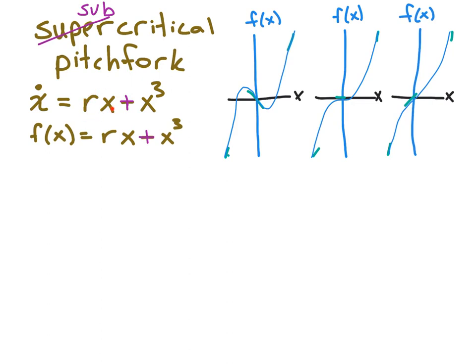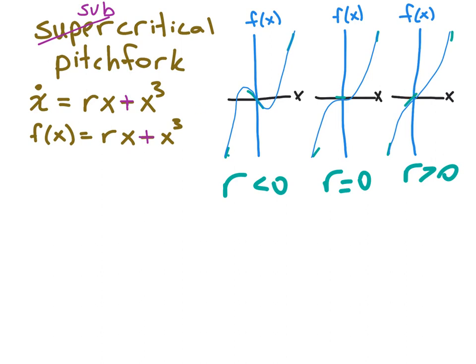Near the origin, x cubed is quite small, and so the behavior of f is really being determined by rx. So near the origin, for r less than 0, we'll have a negative slope right at the origin. And near the origin, for r equal to 0, we'll come through kind of tangent to the x-axis. And then near the origin, for r greater than 0, we'll come through the origin with a positive slope.